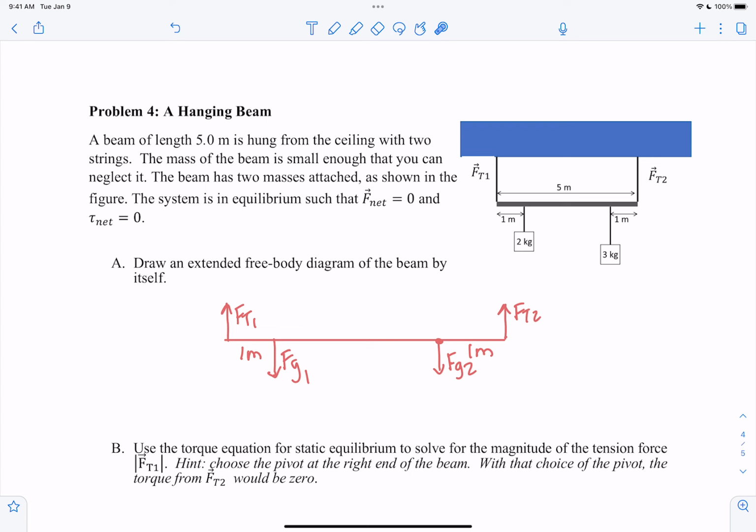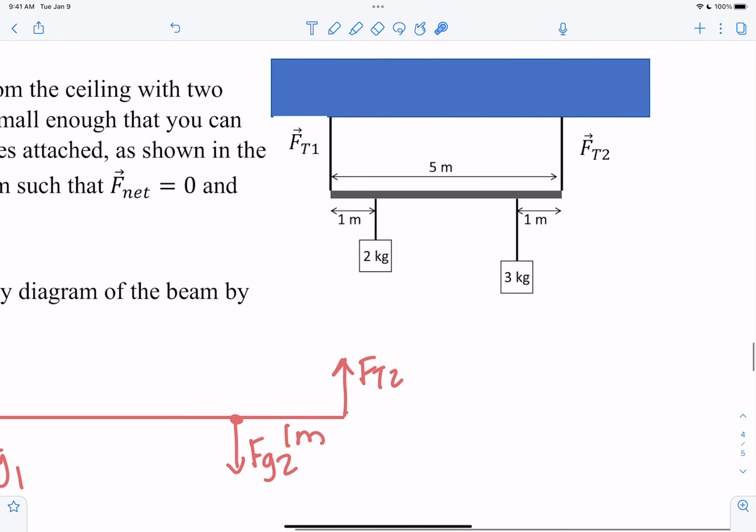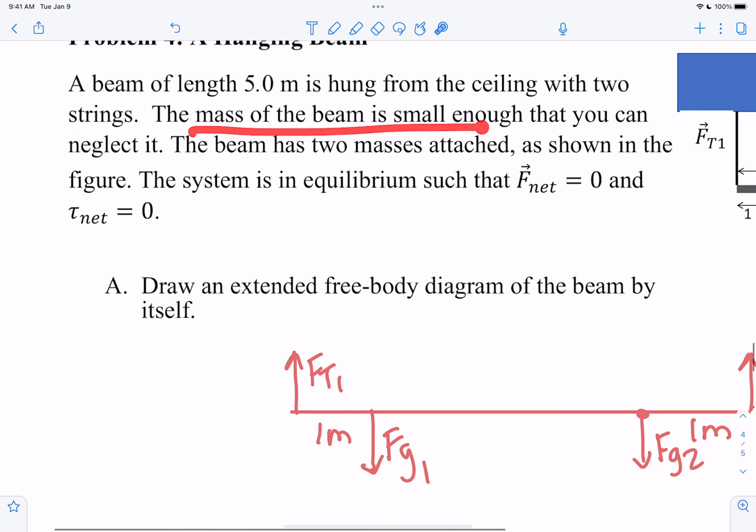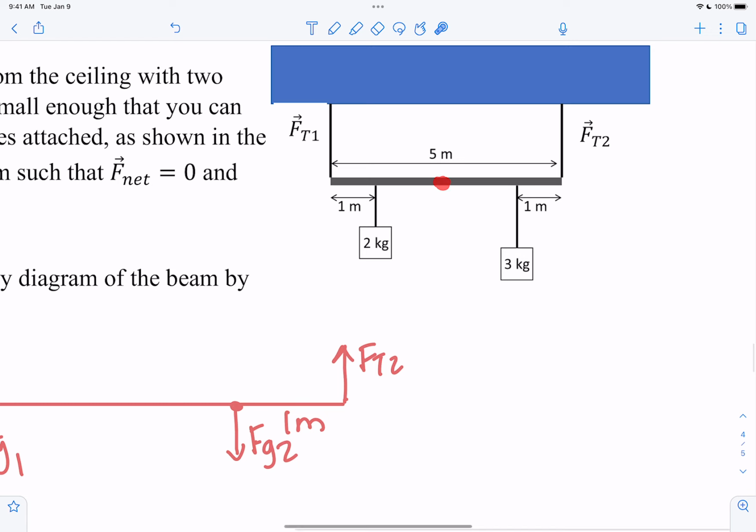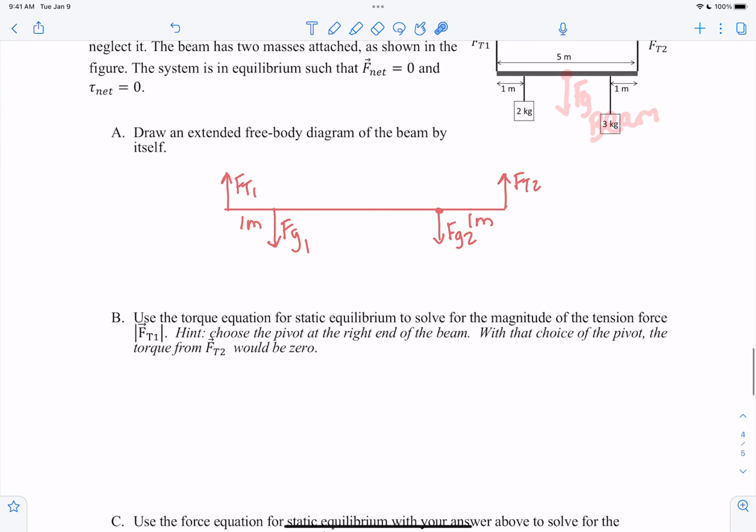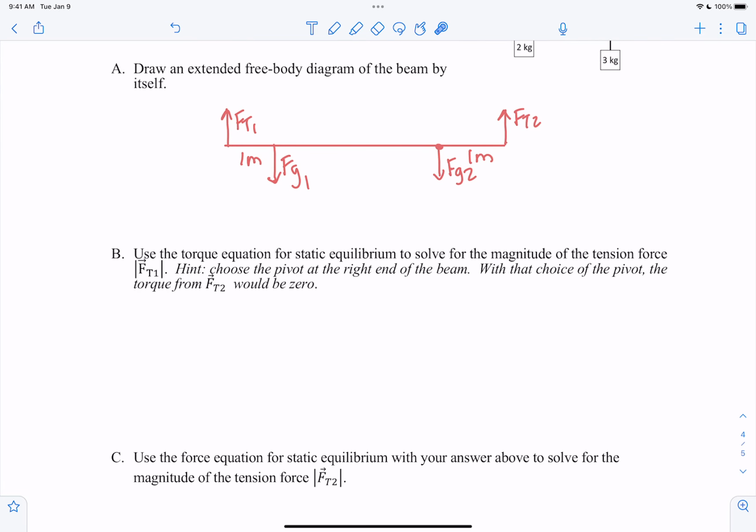And normally, if this beam had a mass, it would have a gravity, it would have a weight, and we'd have a center of mass associated with it. But they said that the mass of the beam is small enough that you can neglect it. And so that's why you don't include a center of mass or a force of gravity due to the beam itself. Otherwise, if it did have a significant mass, then we'd have an additional force of Fg beam pointed downwards as well. Does that make sense so far? Cool.